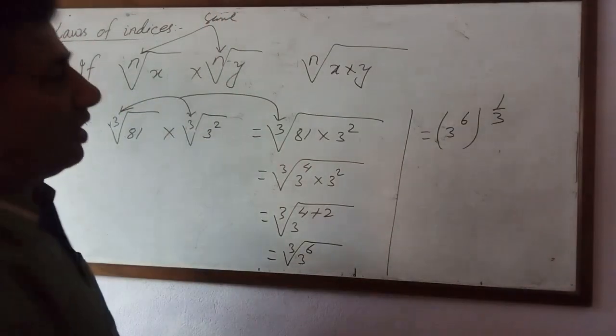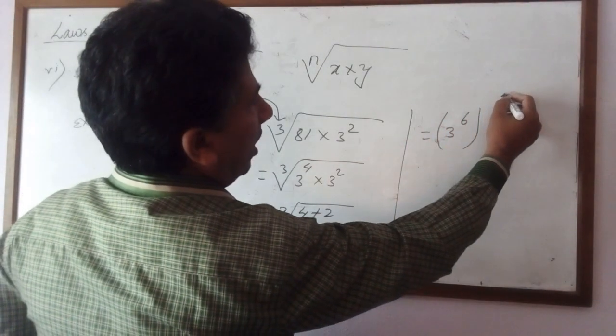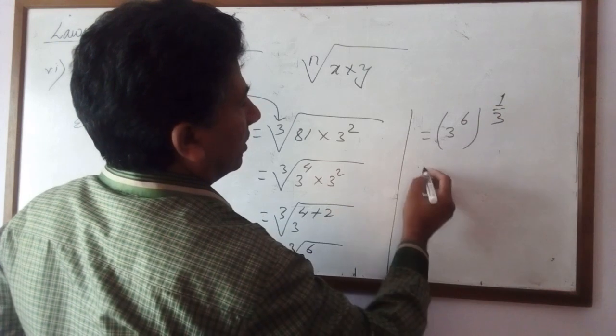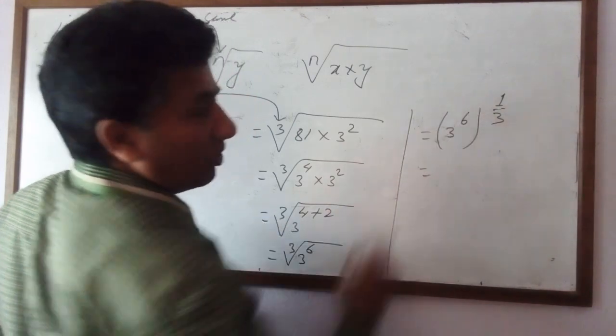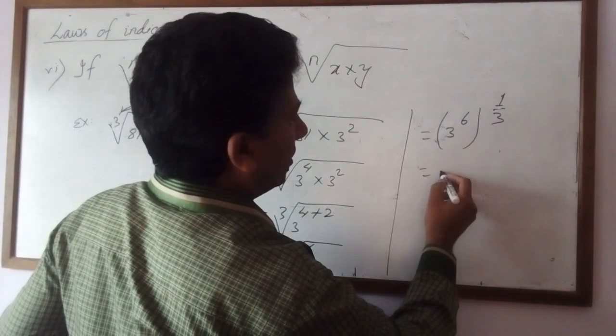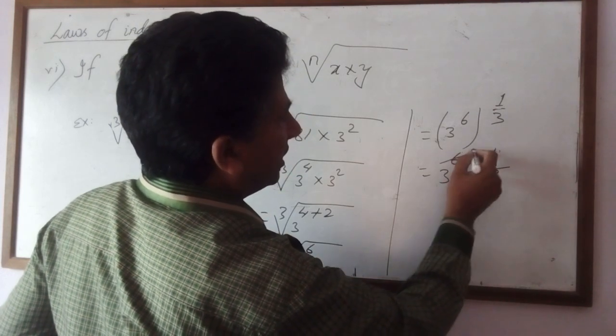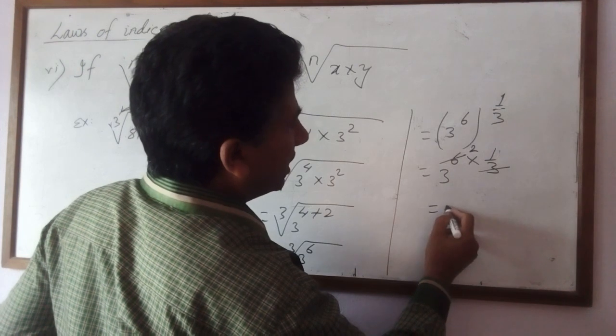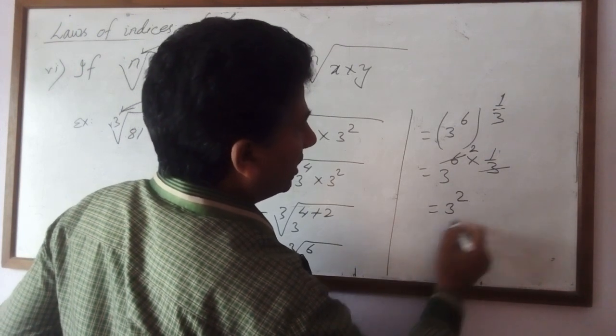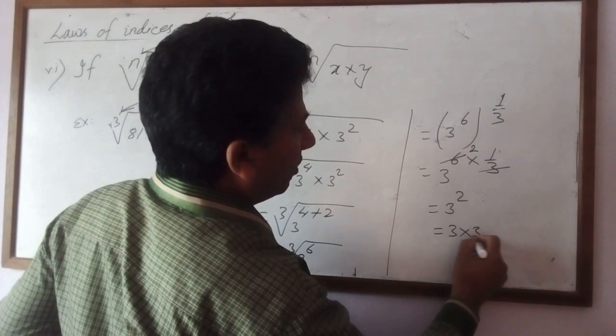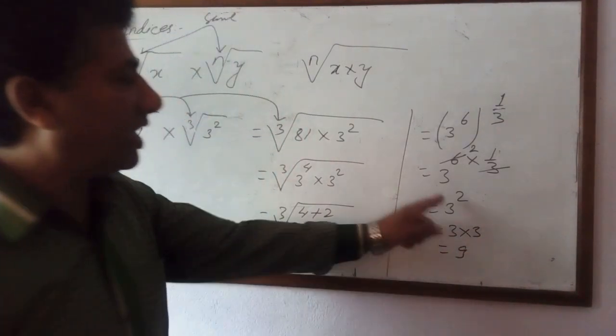Now, I already explained how to remove it and how it came. Now this external and internal power we can multiply, because this is a term. 3 power 6 times 1 by 3. This 3 cancels this, it will be 2. Now this is 3a square. 3a square means 3 times 3, now it is 9. Now you can write directly also, you can go like this.